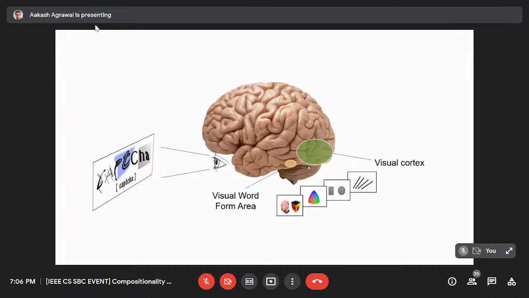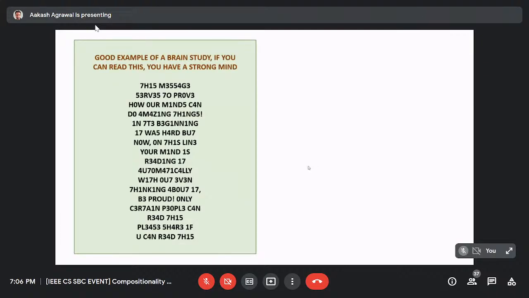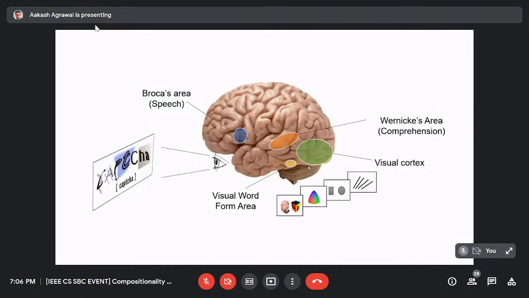But when you learn to read, a part of this visual cortex is repurposed to process words, and it is known as the visual word form area. This region is present only in literates and not illiterates. And then you have other regions like language comprehension and speech areas, and there are a lot of other brain regions which are involved in word processing.